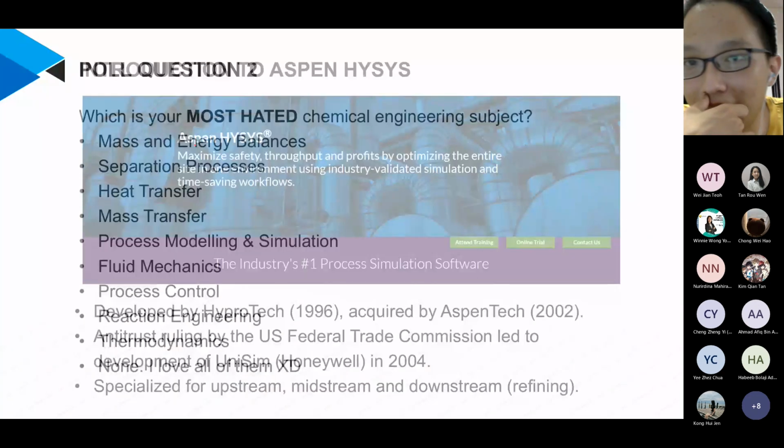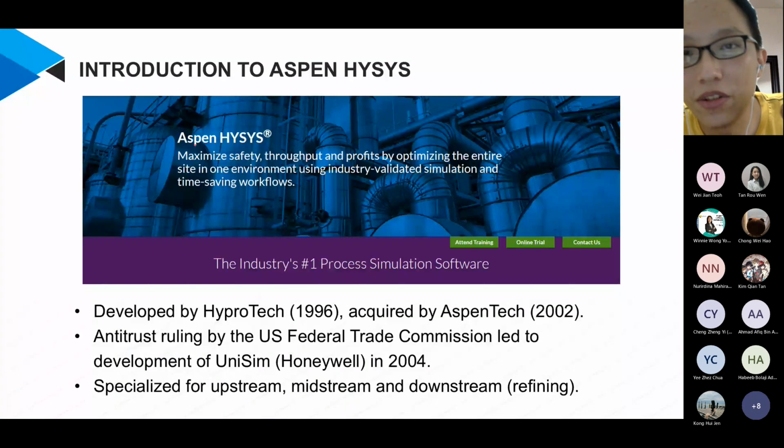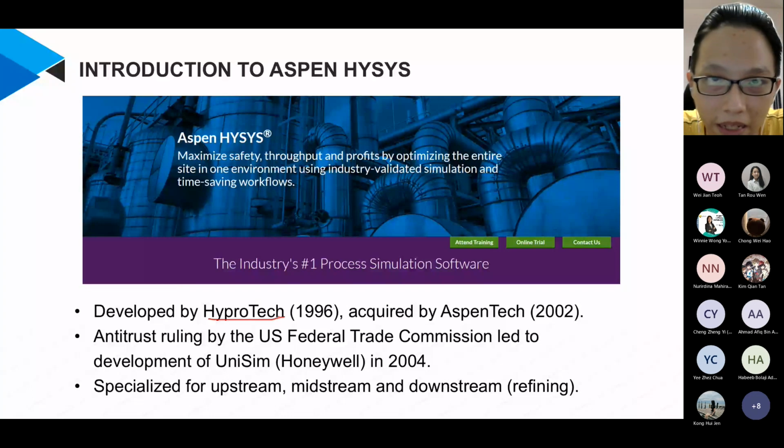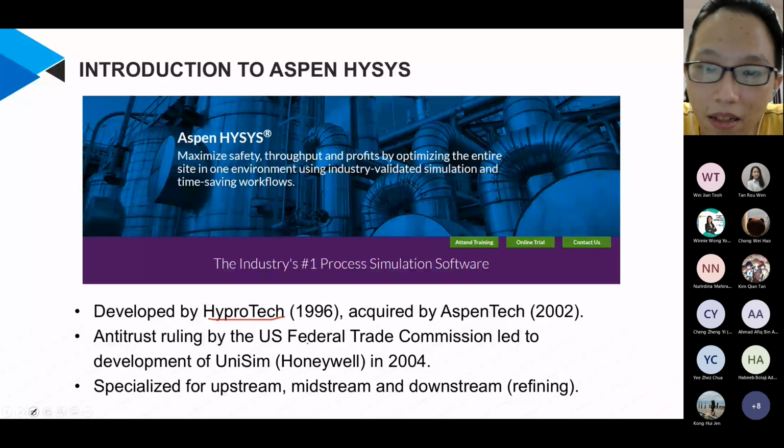So, introduction to Aspen HYSYS. We talked about process simulators in general, and what process simulators are available in the market. So let's look at Aspen HYSYS in detail. Aspen HYSYS was developed by a Canadian company called Hyprotech in 1996, probably slightly older than most of you. And it was bought over by AspenTech in 2002.